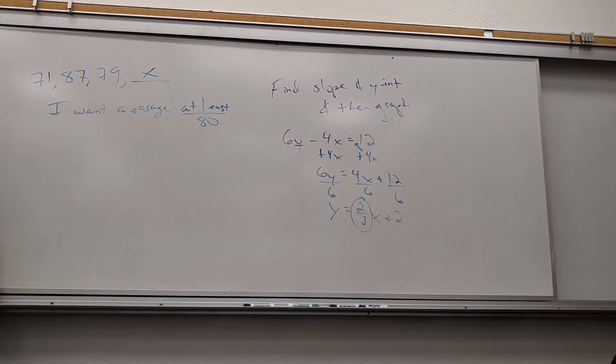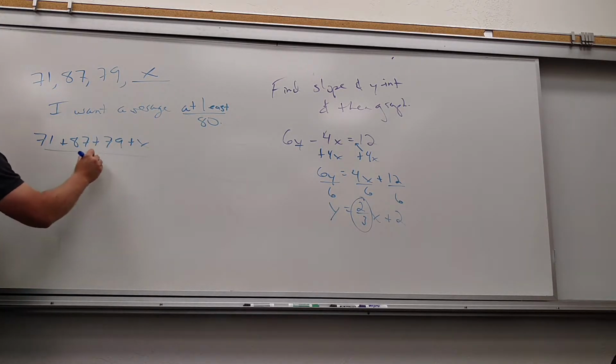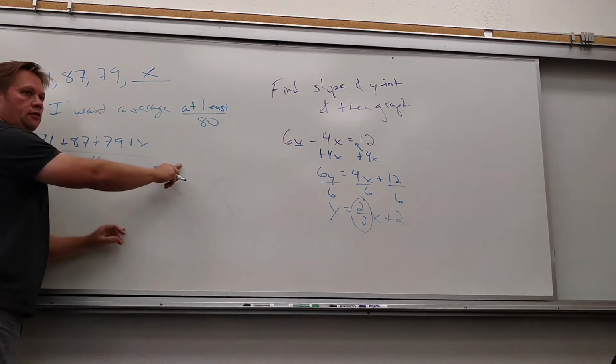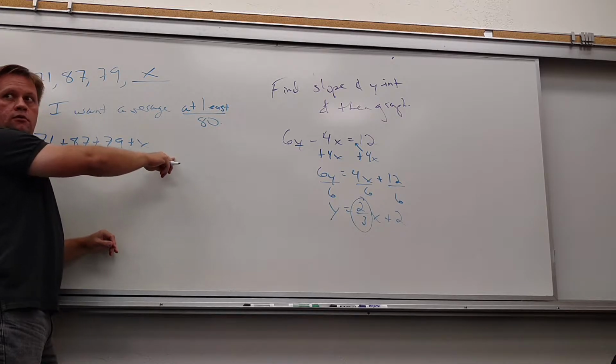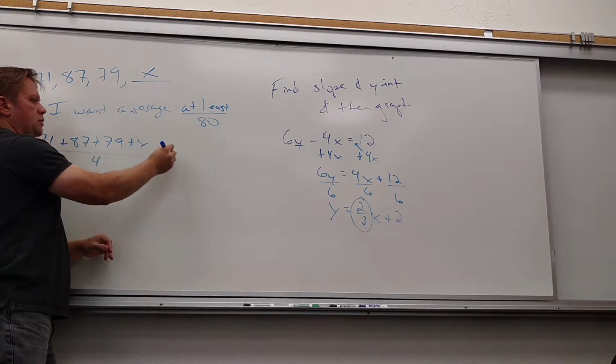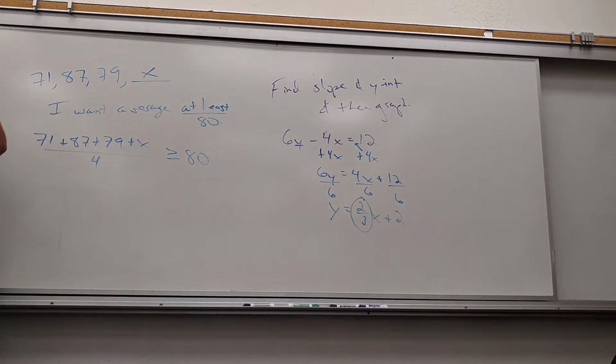Now, how do I find the average of 4 numbers? Yeah. Add them up. Divide by 4. I like it. So 71 plus 87 plus 79 plus x all over 4 has to be at least 80. So what does at least mean? Yeah, at least means it's got to be greater than or equal to. If you have to be at least this tall to ride the ride, you have to be that or more. Not that or less.